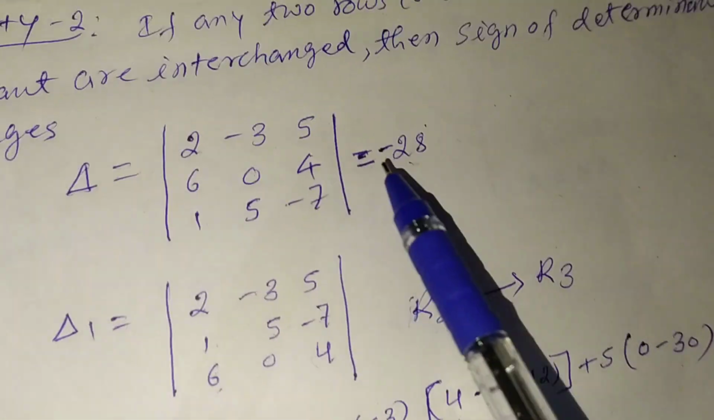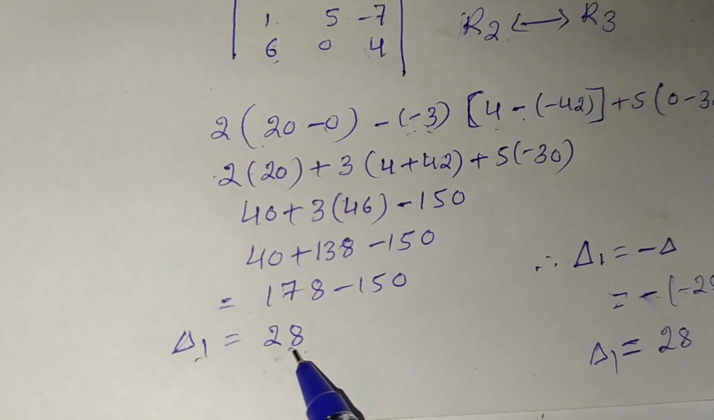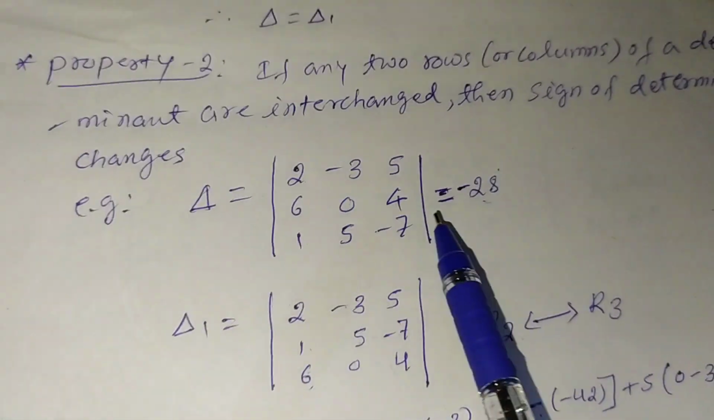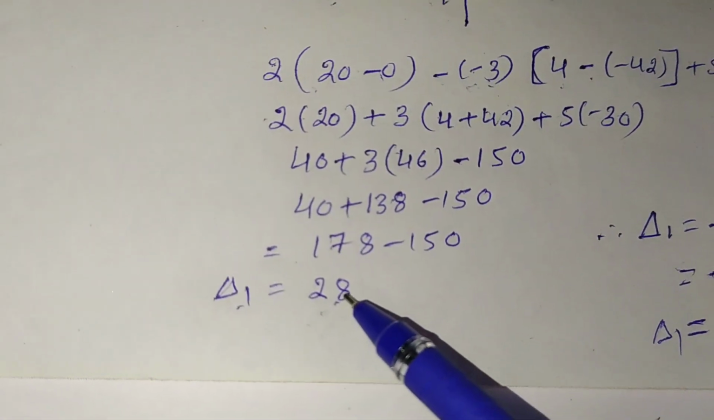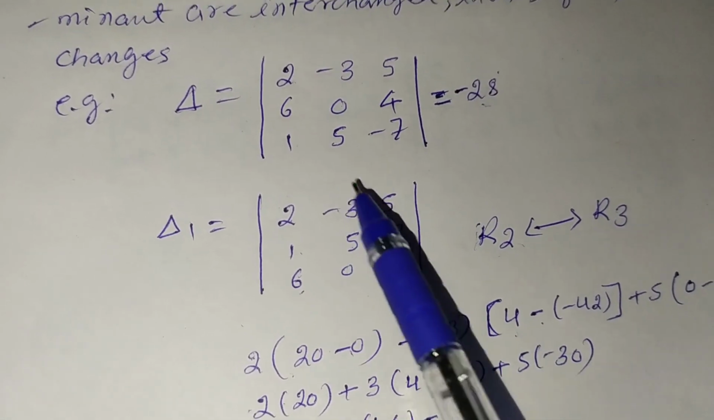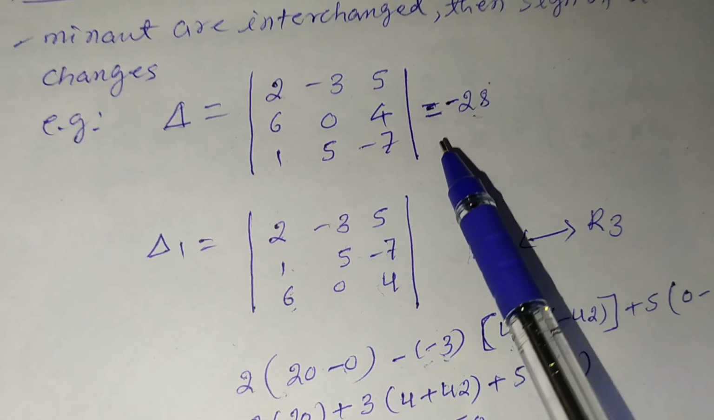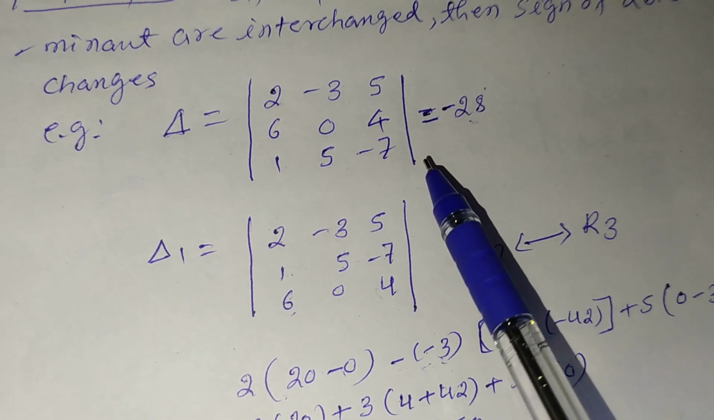So what is the change here? Here it is minus 28, but here delta 1 is 28. So here only the sign changes. So from this we conclude that if any two rows or columns of a determinant are interchanged, then the sign of the determinant changes.